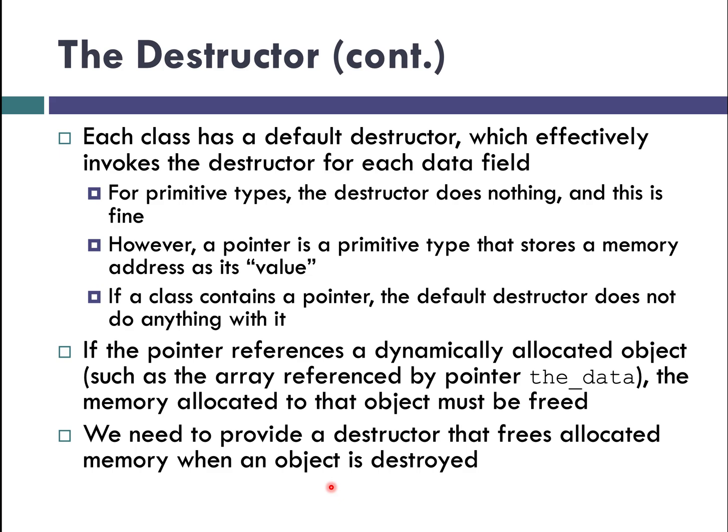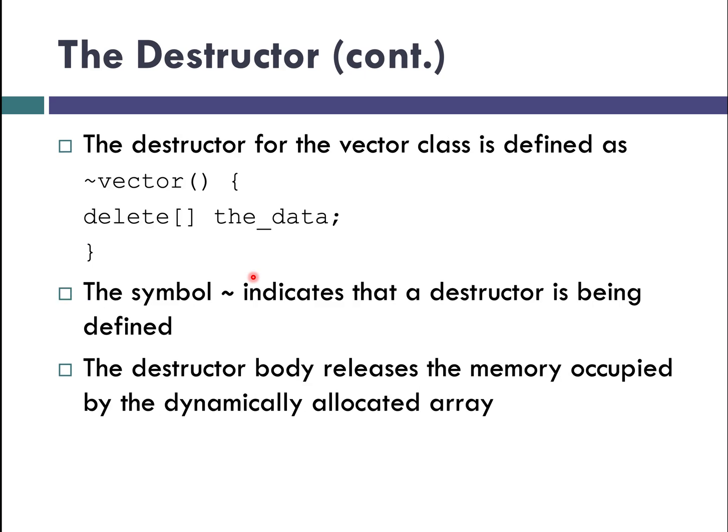We could possibly have a vector of vectors, and so we would need to call a destructor on whatever type was inside of the vector. Here's again the notation for a destructor, and we're going to go ahead and call delete with the square bracket notation so that it deletes whatever that was, even if it was an array.